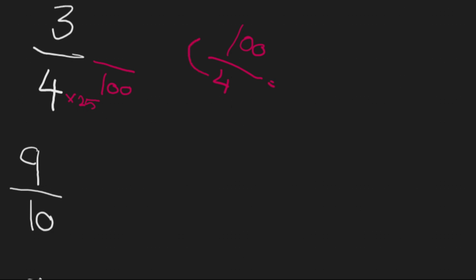So how many times does 4 go into 10? It goes 2 times. What's the leftover? 2. Bring it to this 0. So how many times does 4 go into 20? 5 times. So it's 25. Then, if you multiply down here by 25, you multiply up there by 25 also. So 4 times 25 is 100, 3 times 25 is 75. So it's 75%. How easy.